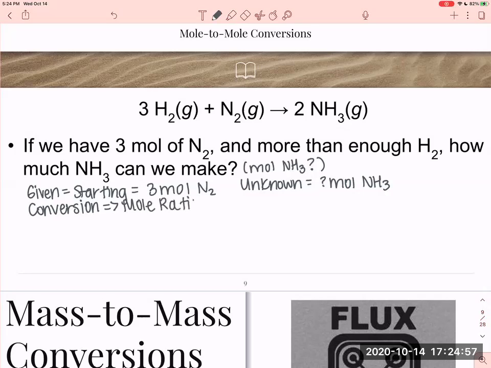So make sure that you know the names of some of these conversions because it's going to be helpful in your communicating with each other. What is the mole ratio I need? Well, I need the relationship between nitrogen and ammonia. I do not care about that hydrogen. If you know you need a mole ratio, just go ahead and write blank mole of the first thing equals blank mole of the second thing.